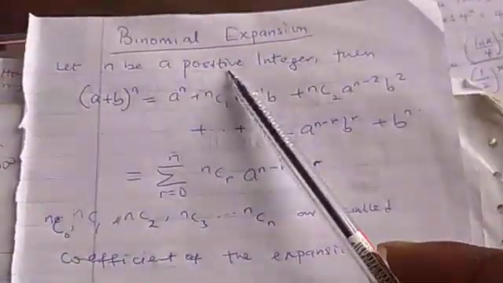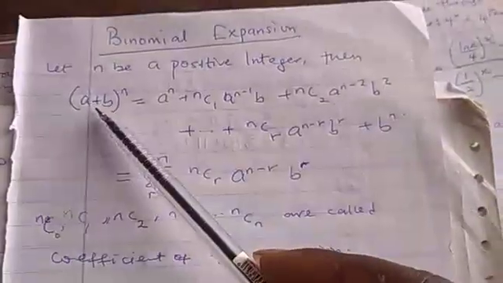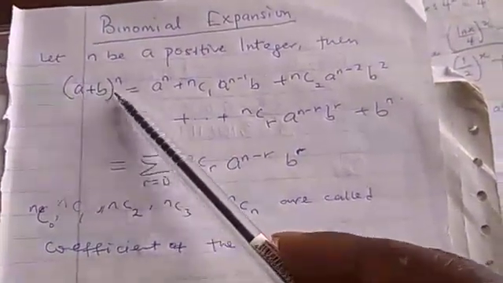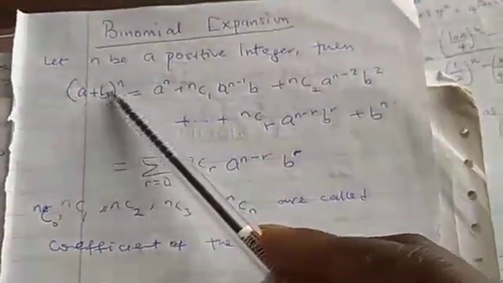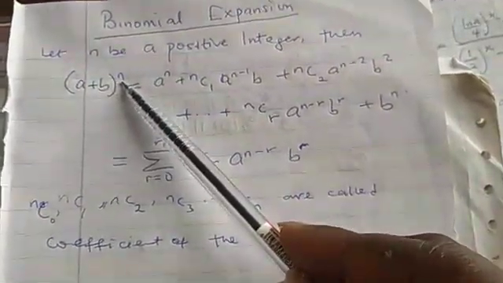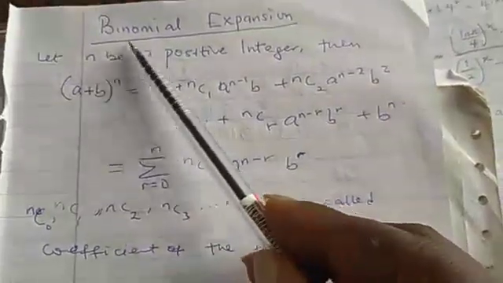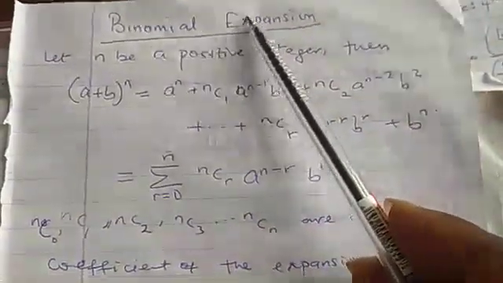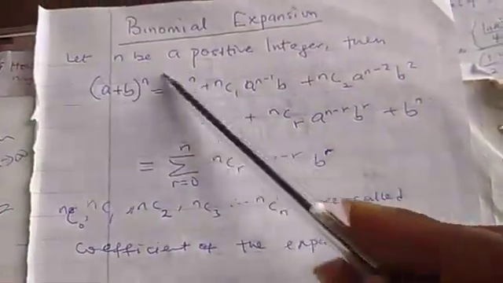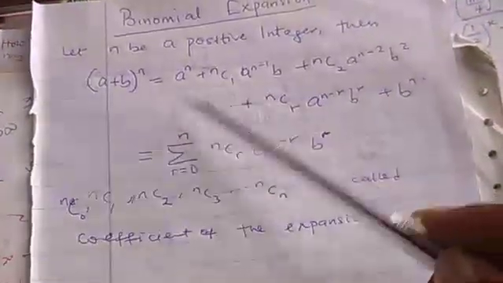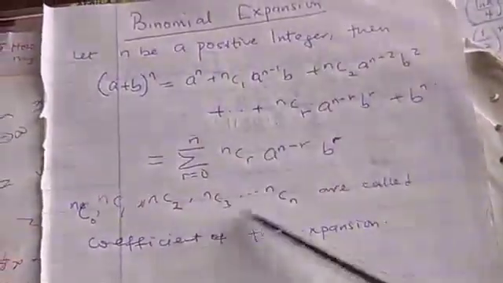Now, binomial expansion, what is it all about? If you want to expand two functions like this, function A and function B, to the power of n, that is when we normally apply this binomial expansion, or we call it the binomial theorem. Now, we said all these combinations that you have here are called the coefficients of the expansion.